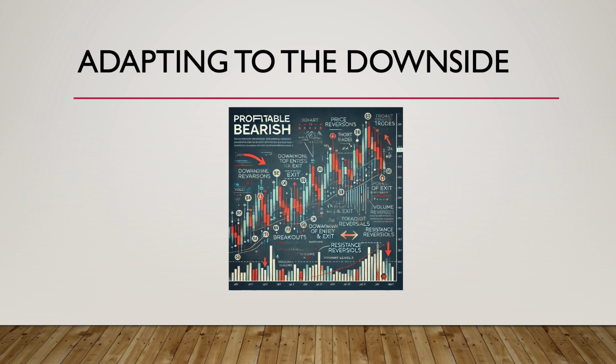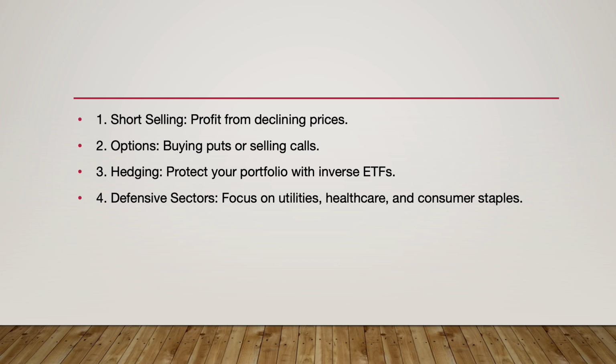Adapting to the downside. Short selling: profit from declining prices. Options: buying puts or selling calls. Hedging: protect your portfolio with inverse ETFs. And defensive sectors: focus on utilities, healthcare, and consumer staples.